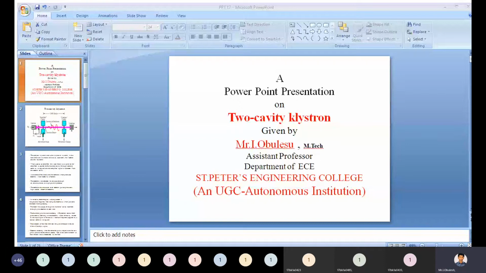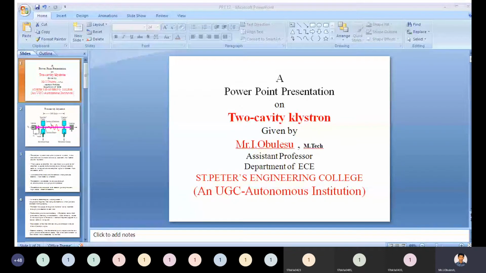A klystron is a specialized linear beam vacuum tube, which was invented in 1937 by American electrical engineers Russell and Sigurd Varian, and is used as an amplifier for high radio frequencies, from ultra high frequency up into the microwave range.